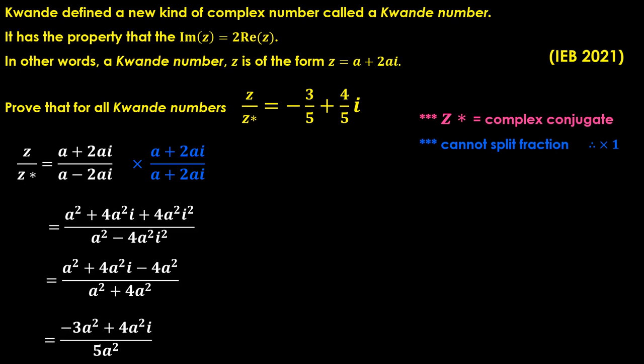This fraction I can now split. I can give the 5a squared to the minus 3a squared and to the 4a squared i. And in both cases, the a squareds will cancel, and we're left with minus 3 over 5 plus 4 over 5i, which is exactly what they wanted me to prove.